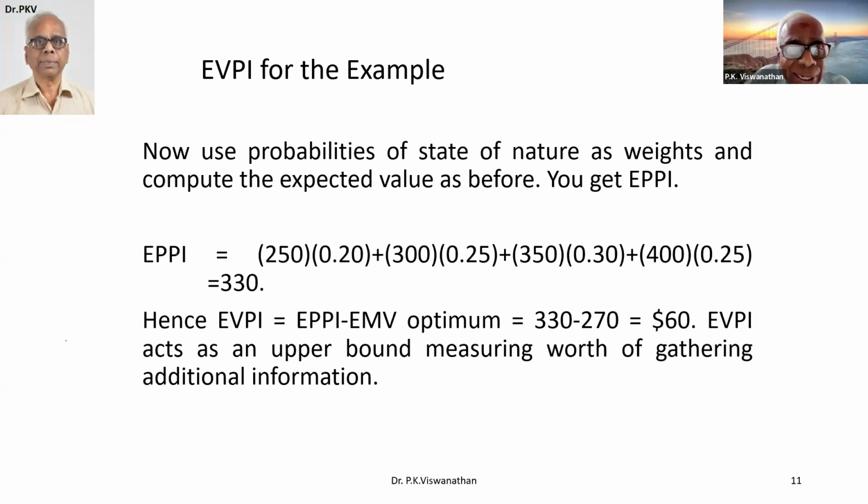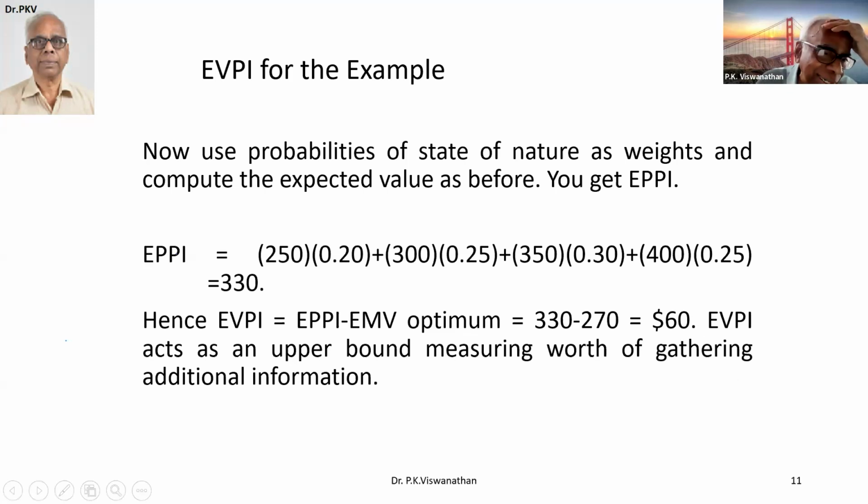Therefore, the consultant must be paid the value of information. The expected value of perfect information: the best profit is 330. Overall expected monetary value, EMV, under the best optimal is 270. $60 is the maximum consulting fee I can give to a consultant if he is there. You will not give all the $60, but you will negotiate. But the maximum you can give the consultant is $60. This is the value of perfect information, expected value.